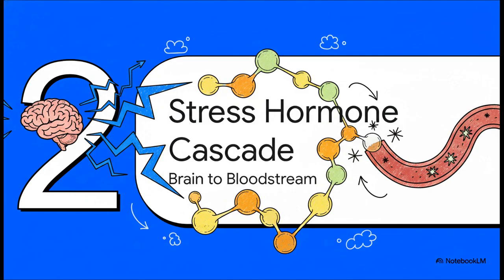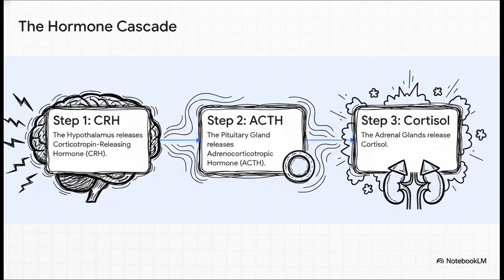All right, on to Section 2, the stress hormone cascade. Let's actually trace the journey of that first stress signal as it morphs into a chemical message and makes its way from the brain into your bloodstream. So, this three-step sequence is really the heart of the HPA axis. It all kicks off when the hypothalamus senses some kind of stressor. That sets off a chain reaction that ends with the adrenal glands pumping out cortisol.